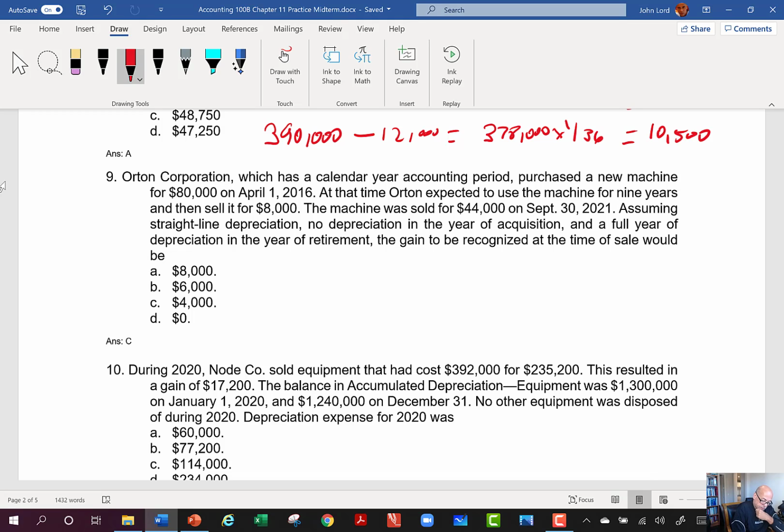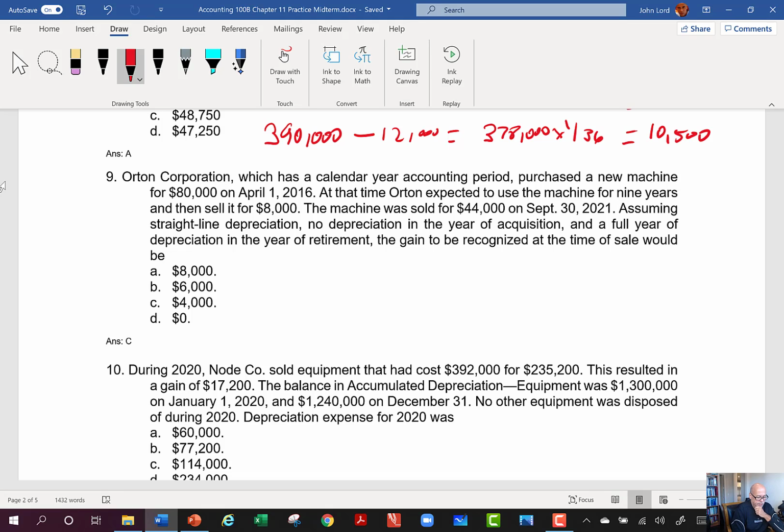Let's take a look here. Orton Corporation, which has a calendar year, purchased a new machine for $80,000 on January 1st, 2016. At the time, Orton expected to use the machine for 9 years and sell it for $8,000. The machine sold for $44,000 on September 30th, 2021, assuming straight line depreciation, no depreciation in the year of acquisition, and full year of depreciation in year of retirement.